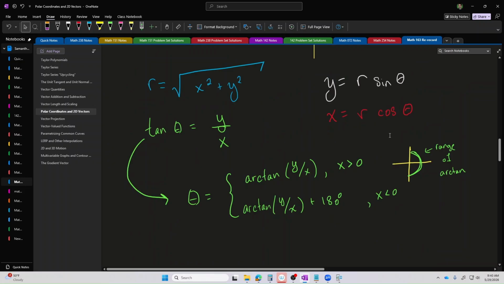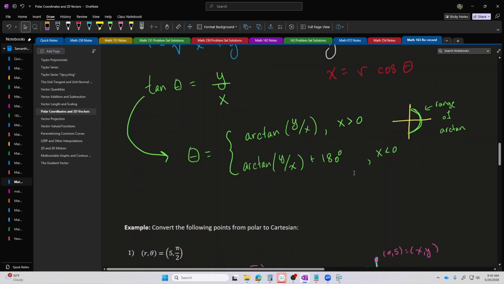If your point's on the right half of the xy plane, then the location of the point is consistent with the natural range of inverse tangent. So theta can be found via inverse tangent of y over x. However, if your point is on the left half of the xy plane, outside of arctan's natural range, you need to add 180 degrees or pi radians to the output of arctan in order to get the correct value for theta.